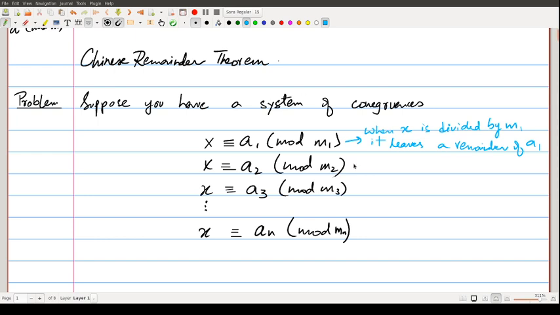Okay, so that's what it's saying. The second equation is saying that when x is divided by m2, it leaves a remainder of a2. So you have n such statements: when x is divided by m3, it leaves a remainder of a3. When x is divided by mn, it leaves a remainder of an. So we want an x that satisfies all these properties.